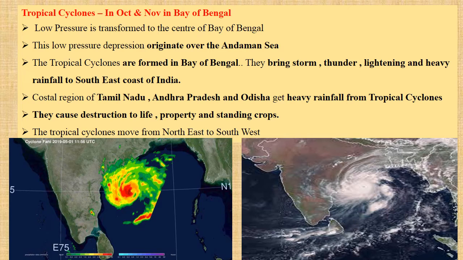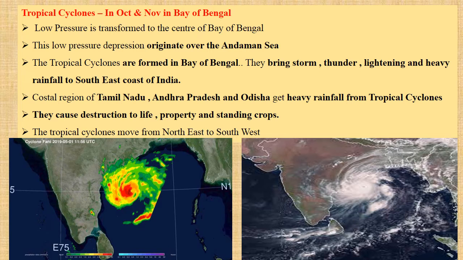How are these cyclones? They are very destructive to life, property and standing crops. These cyclones move from the northeast part of our country to the southwest part of our country. When we compare these tropical cyclones with western disturbances, the temperate cyclones, they are two different cyclones. Temperate cyclones are very mild. They do not cause destruction. They give only 5 to 7 centimeters of rain to northwest India. So this is the difference between the temperate cyclone and the tropical cyclone that you see on the screen.